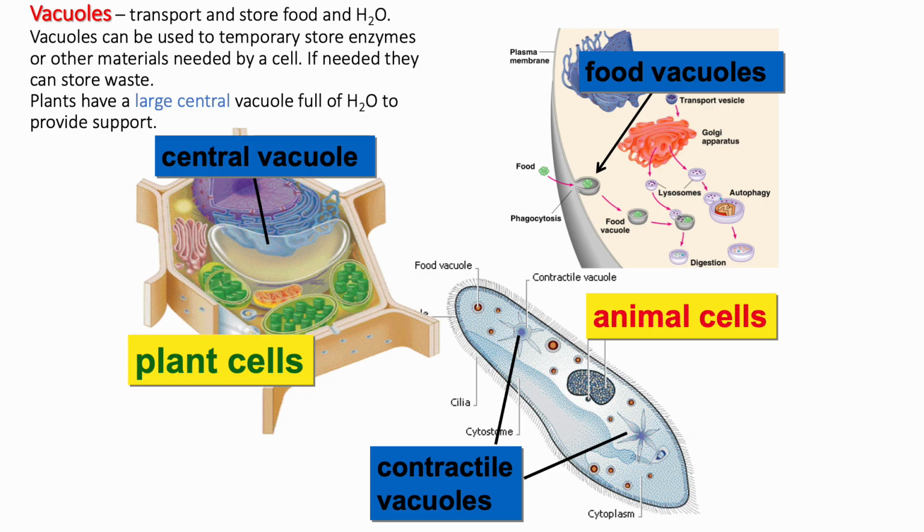Vacuoles, they transport and store food and water. Vacuoles can be used to temporarily store enzymes or other materials needed by the cell. If needed, they can even store waste. Remember, plants have that large central vacuole that's full of water to help provide support. The vacuoles found in animal cells are much smaller.